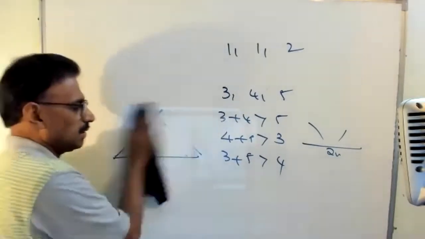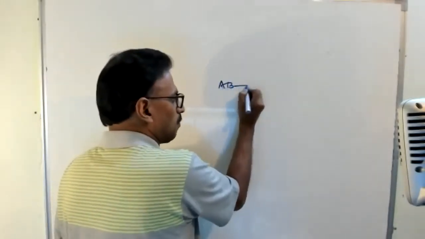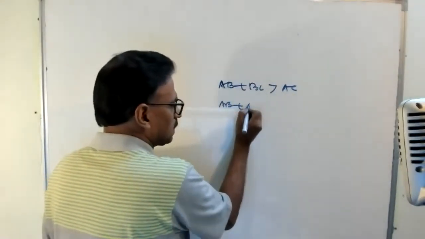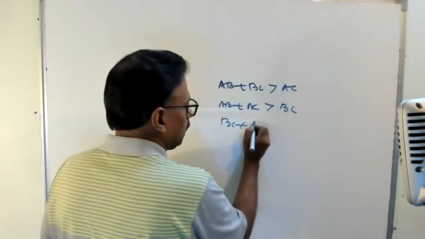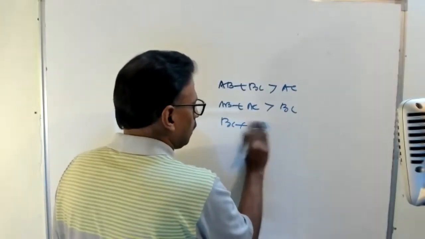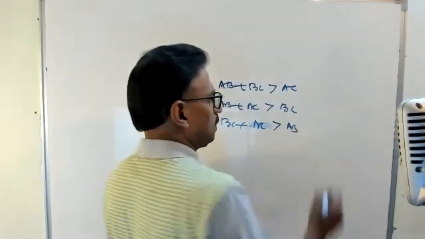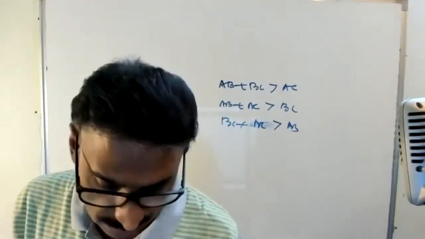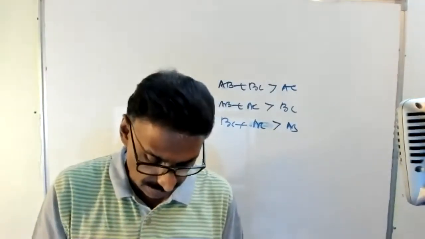So keep in mind, the sum of two sides should be greater than the third side. Any two. Look: AB plus BC greater than AC, AB plus AC greater than BC, BC plus AC greater than AB. Like that, the sum of any two sides should be greater than the third side. Write it in a note, because last year I think you didn't learn this.